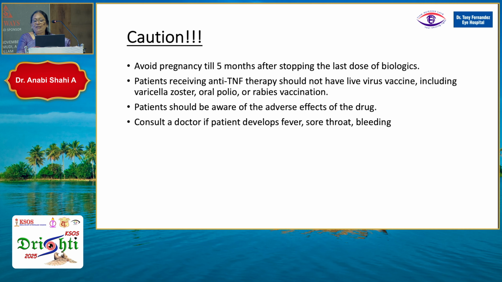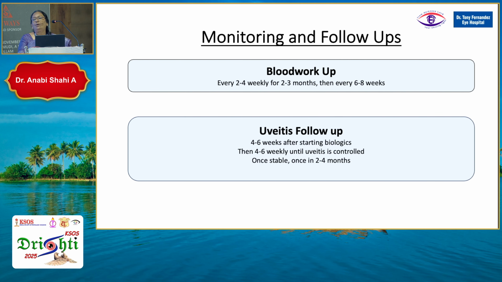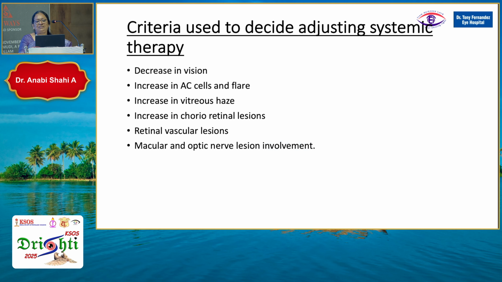Patient should be aware of the adverse effects of the drug and consult a doctor if the patient develops fever, sore throat, or bleeding. How do you monitor a patient on biologics? Blood workup should be done every 2 to 4 weeks for 2 to 3 months, then every 6 to 8 weeks. And uveitis follow-up should be done 4 to 6 weeks after starting biologics, then 4 to 6 weekly until the uveitis is controlled. And once stable, it is once in 2 to 4 months.